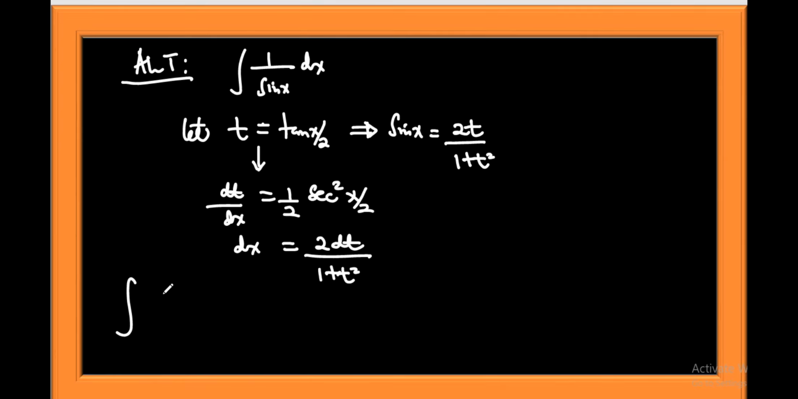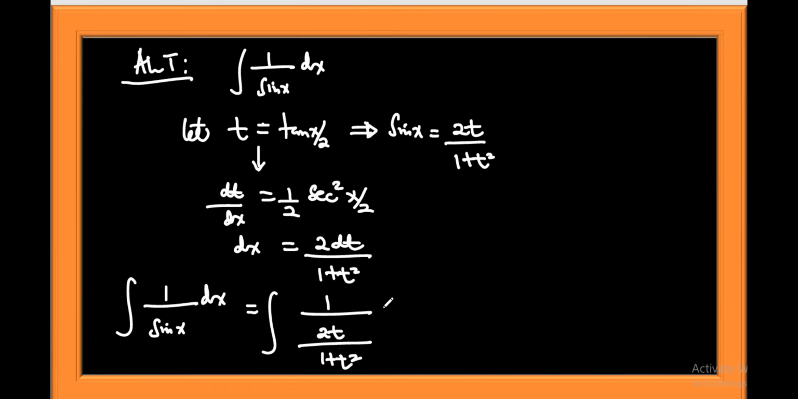I now say integral of 1 over sine x with respect to x is equal to integral of 1 over, in the place of sine, we shall put its t formula, that is 2t over 1 plus t squared. And then we multiply by dx, but dx is 2 dt divided by 1 plus t squared.